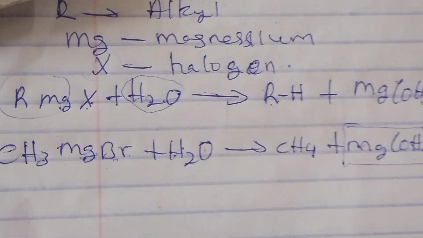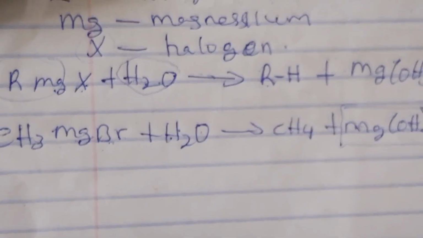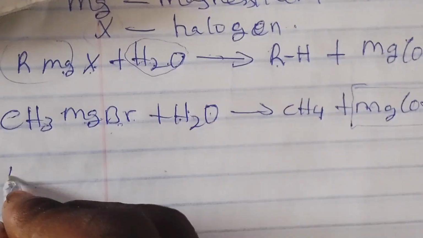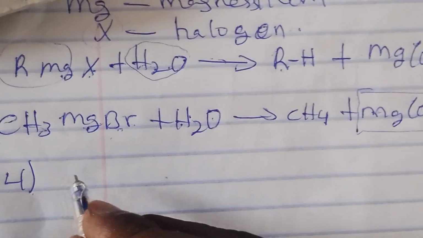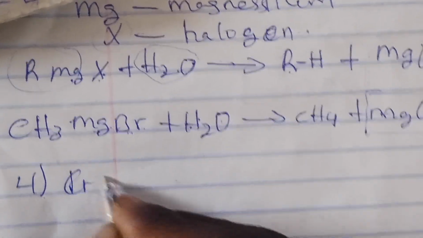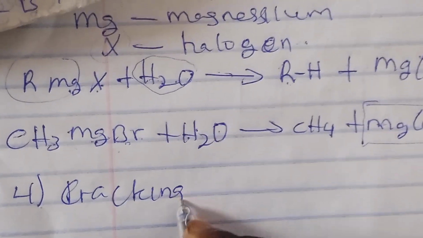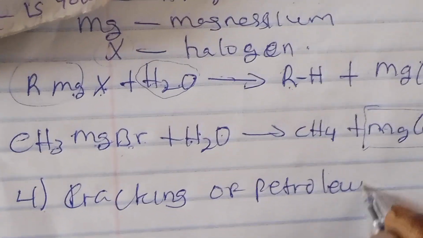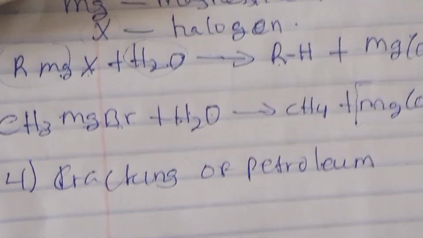Then we can also prepare alkane from the breaking down of petroleum. That is number 4 of the preparation of alkane. We can prepare it from the breaking down of petroleum, or you call it cracking of petroleum. You can prepare alkane also from that.